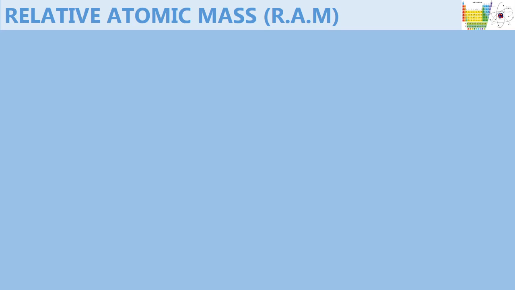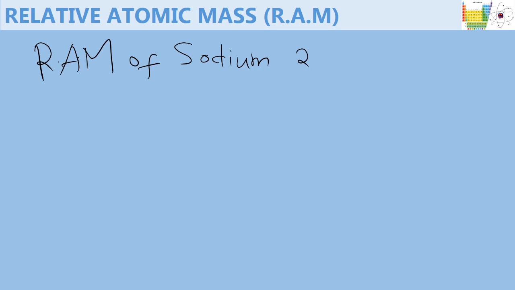For example, the relative atomic mass of sodium was said to be 23. That means sodium weighs 23 times more than hydrogen.